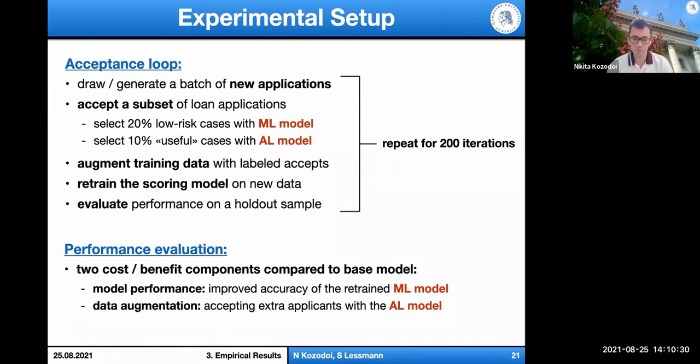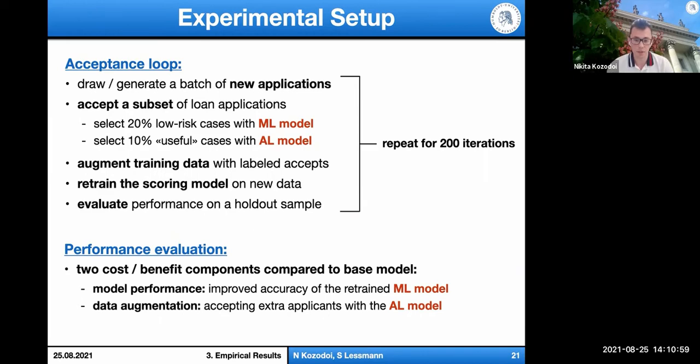And for performance evaluation, as I was telling earlier, there are two important components. We look at the model performance. So how much is the accuracy improving compared to the base model that doesn't use rejects, and how much does the data augmentation cost? So what is the cost or benefit of accepting this extra 10% of applications with an active learning model?